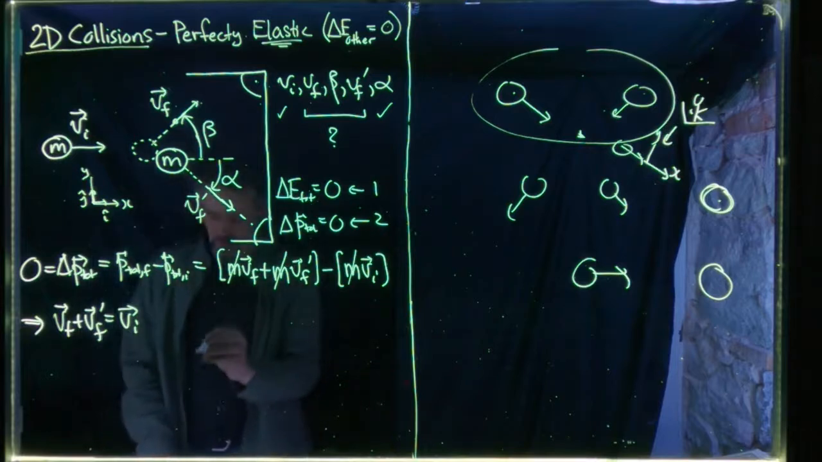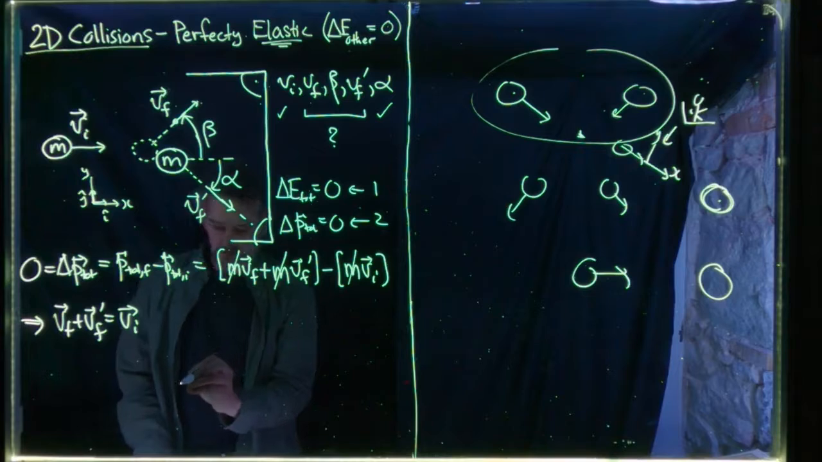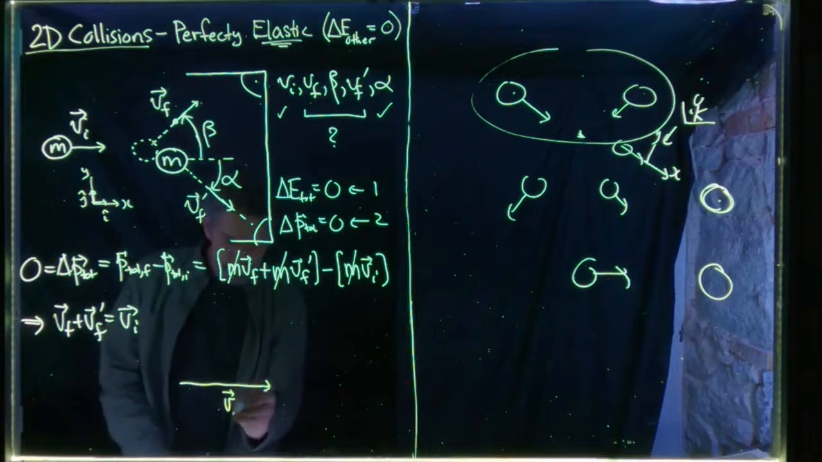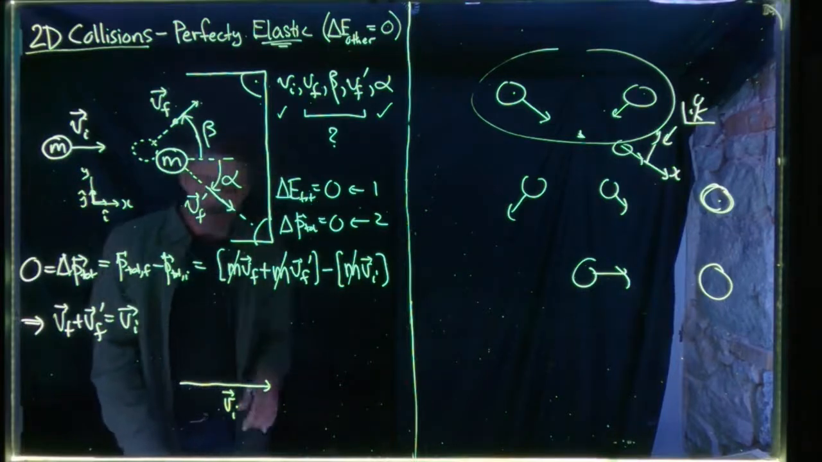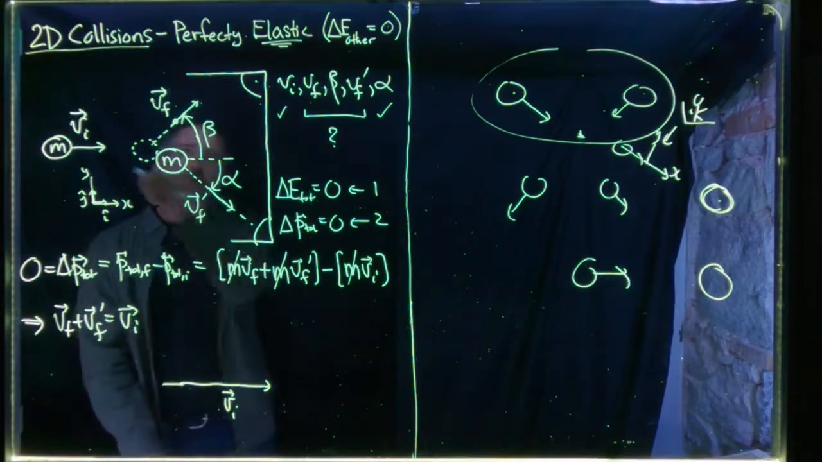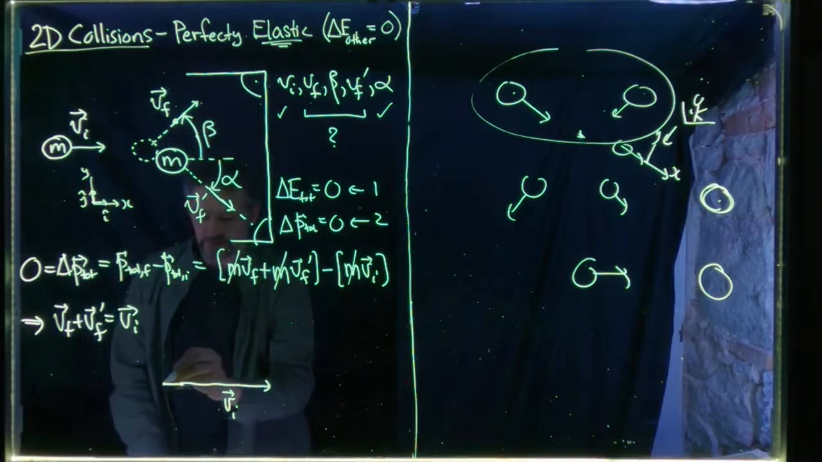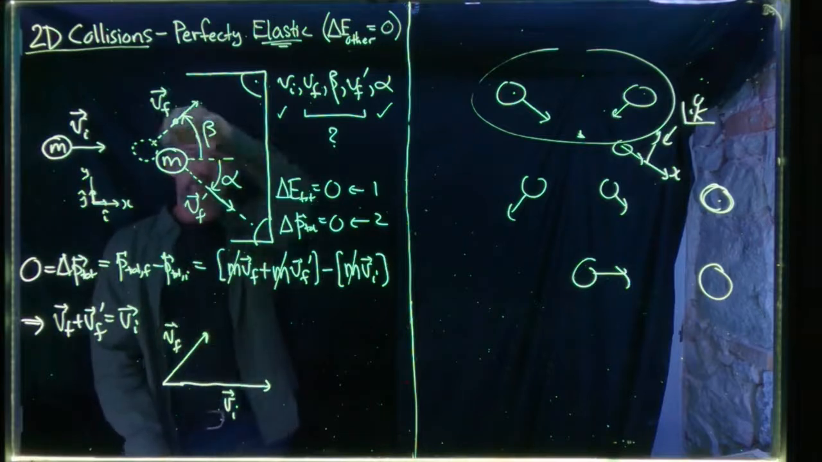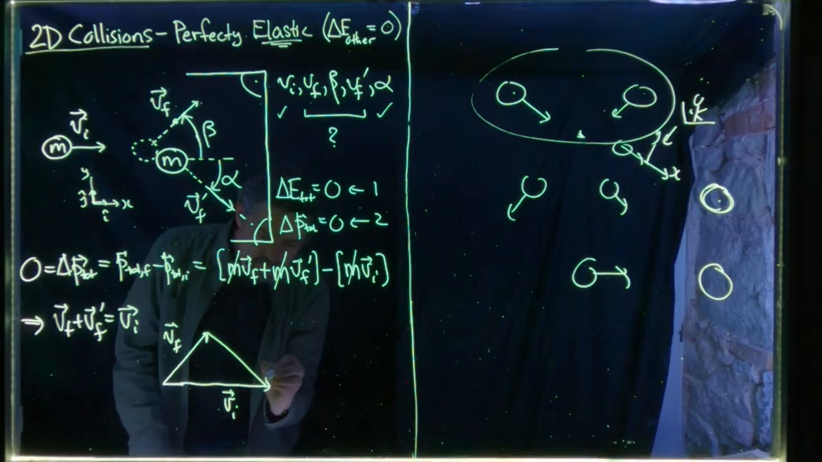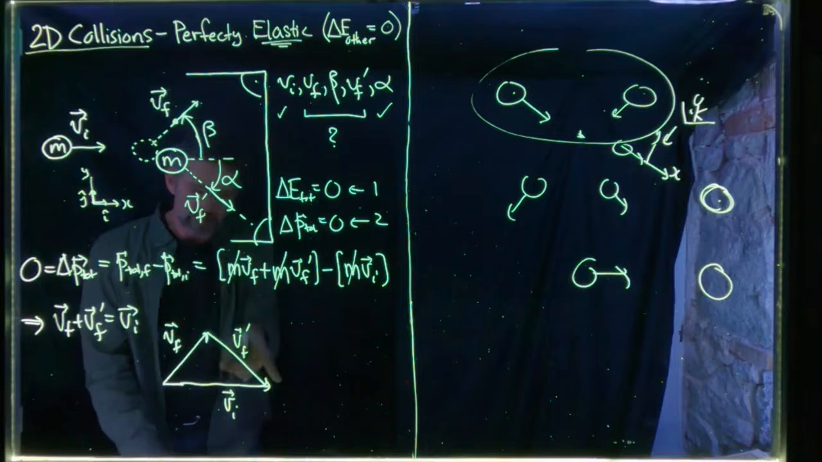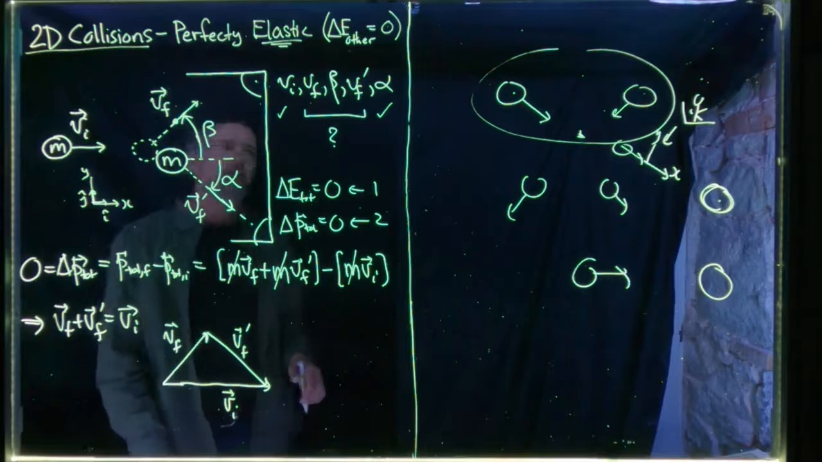So it's saying that V initial is this guy. It'll be the base of the triangle here. So V initial is equal to V final plus V final prime. So V final is this one, so we add these vectors tip to tail. So we say this is V final, and we add to that V final prime. So that's V final prime. So V final plus V final prime added tip to tail has to equal V initial, and so we have this simple triangle.